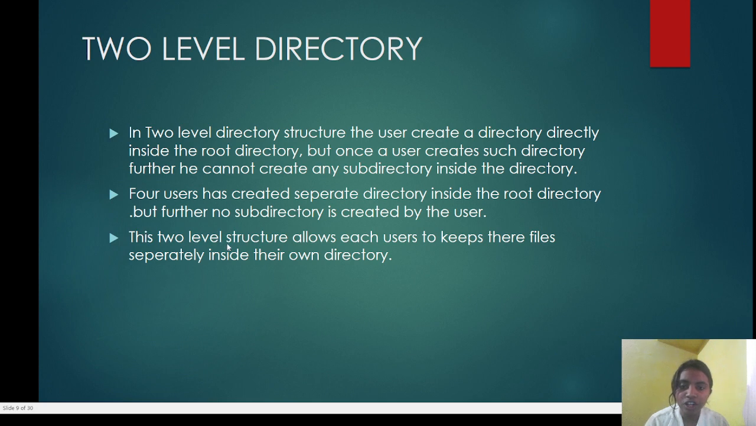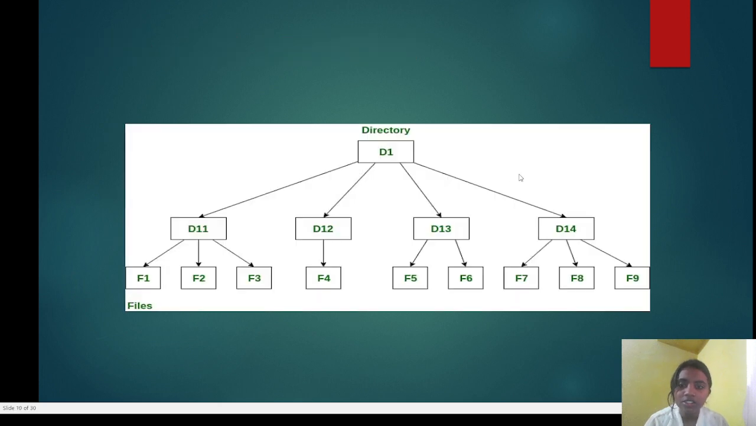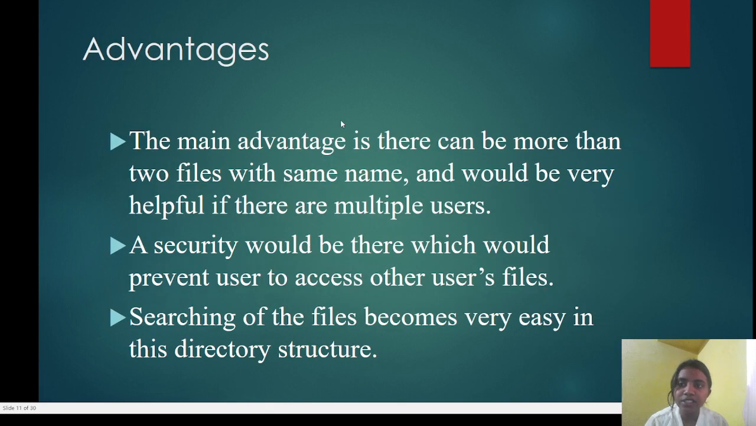This two-level structure allows each user to keep their files separately inside their own directory. Example: here the D11 directory can keep the files F1, F2, F3 separately. The file F4 can be kept in the directory D12. Advantages of the two level directory: the main advantage is there can be more than two files with the same name, and it will be very helpful if there are multiple users.